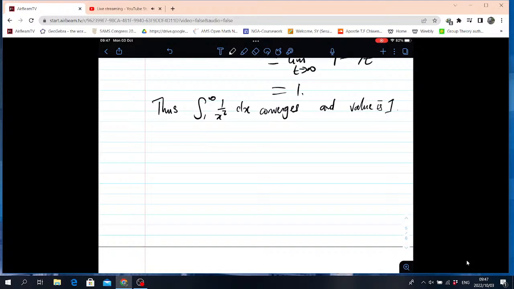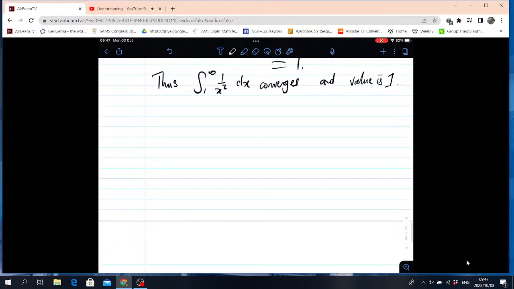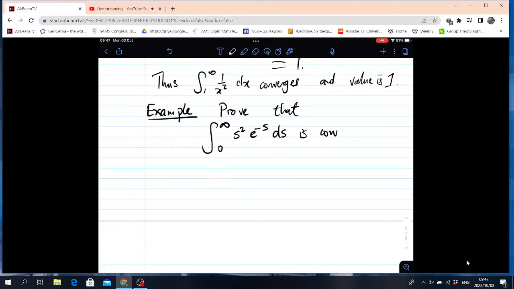Right, let's look at a slightly different example. So suppose you are given this integral. We want to prove that this integral is convergent, and once we do that, then we find the value. Find the value of the integral, right?